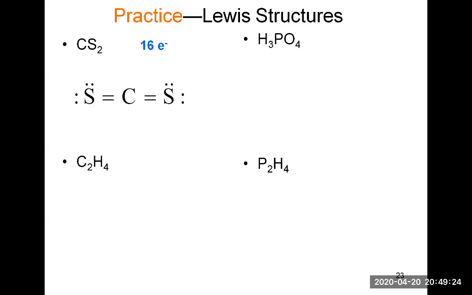And so each sulfur would have to share, and that would be 2 double bonds around the carbon to have 8 valence electrons. So carbon now has an octet. And the sulfurs still have 4 electrons from lone pairs plus 4 electrons from the double bond. That's 8 electrons around each sulfur.